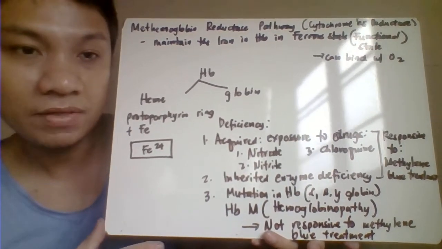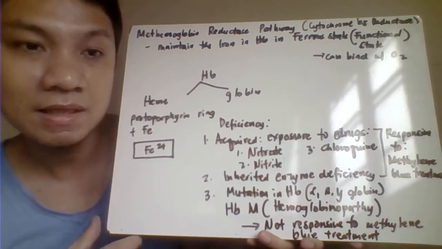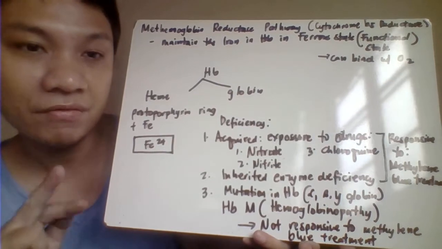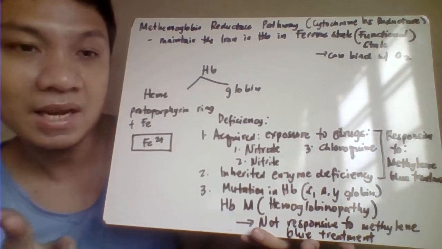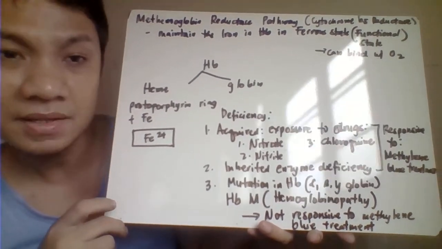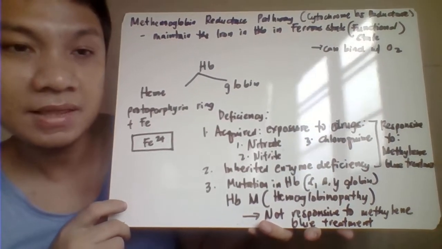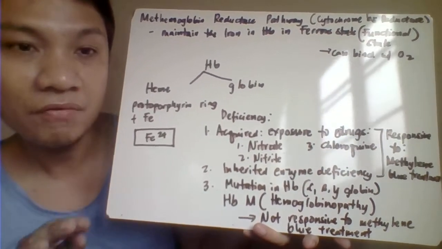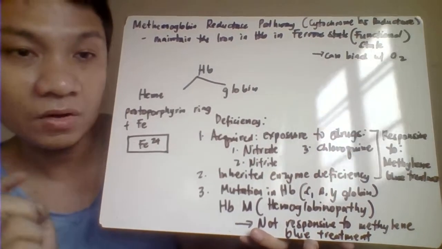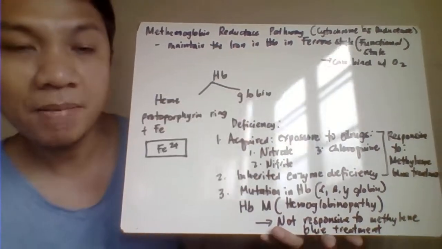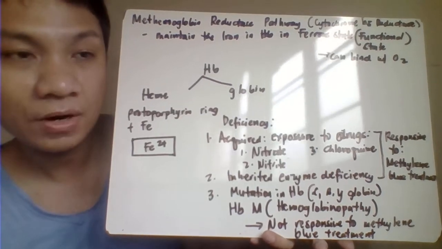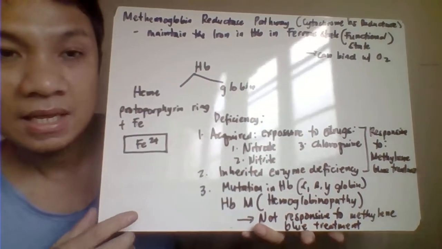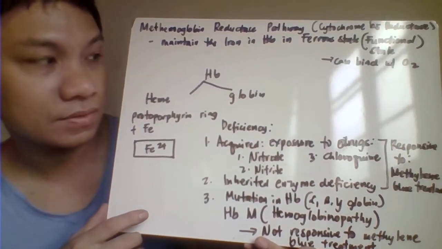However, for example, if the iron in your hemoglobin is in the ferric state, Fe3+, that is not a functional state, then hemoglobin could not bind with your oxygen and therefore cannot deliver our oxygen. So, what this pathway does is maintain your iron in your hemoglobin in the functional ferrous state.